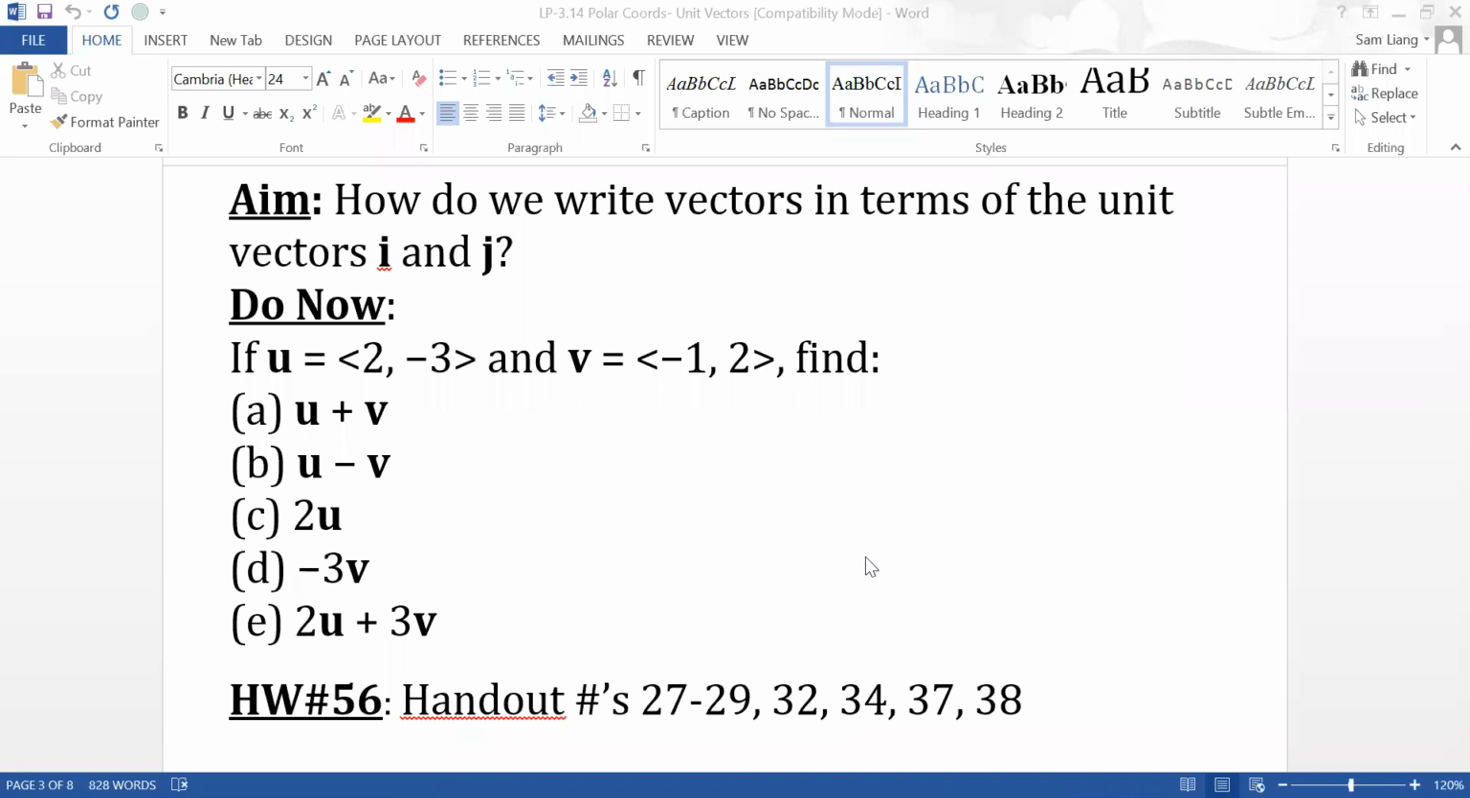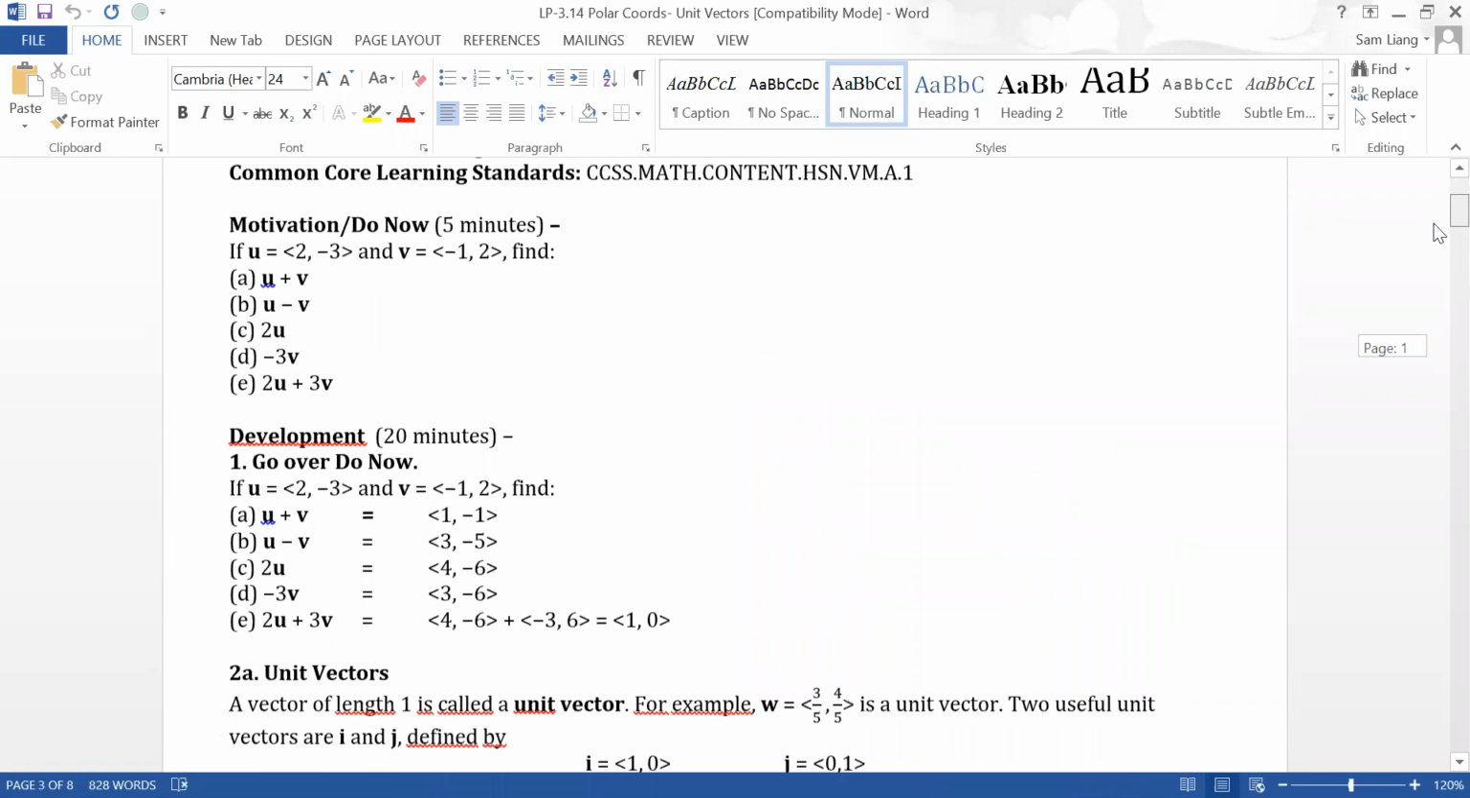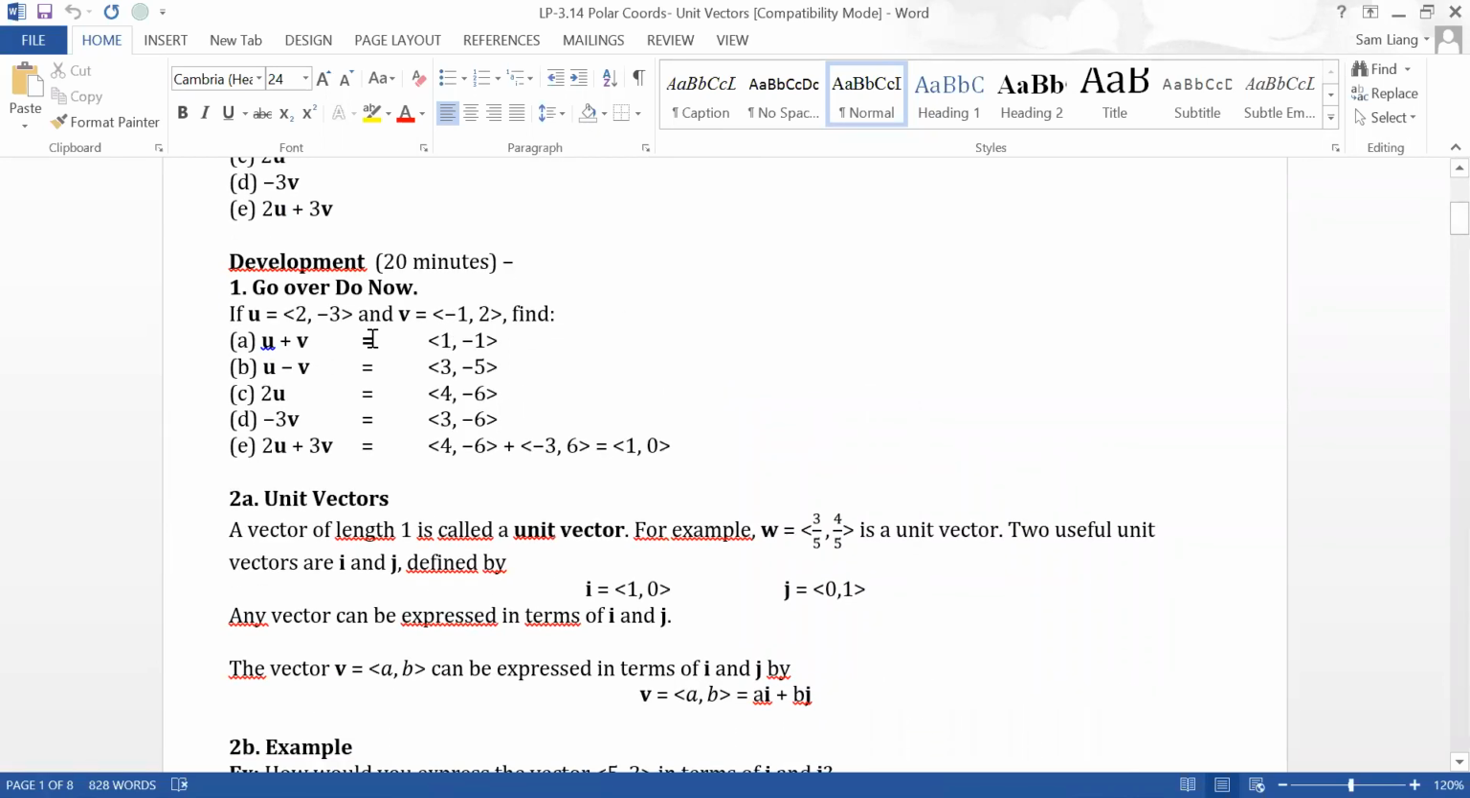Let me scroll up to the solutions. Yes, 1, -1. All you have to do is add the components: 2 plus -1 is 1, and -3 plus 2 is -1. For subtraction, just be careful with the signs: 2 minus -1 is 3, and -3 minus 2 is -5. Next, we have 2u. All you have to do is multiply by the scalar 2, so it's 4, -6, and then -3v. We get 3, -6.